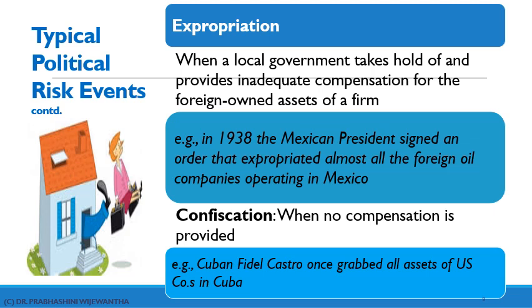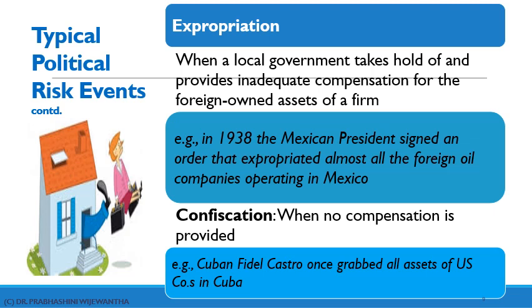For example, in 1938, the Mexican president signed an order that expropriated almost all the foreign oil companies operating in Mexico. So in 1938, the Mexican president signed an order to do what? That expropriated almost all the foreign oil companies, which means the government took over all the foreign oil companies operating in Mexico. How does confiscation differ from expropriation?